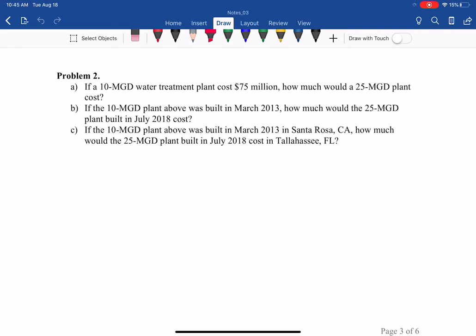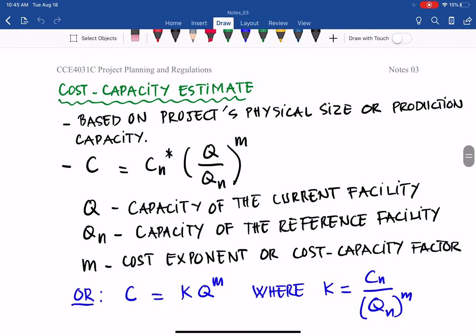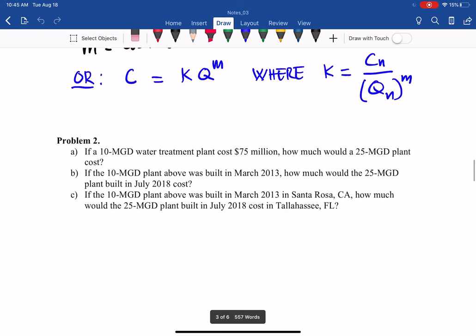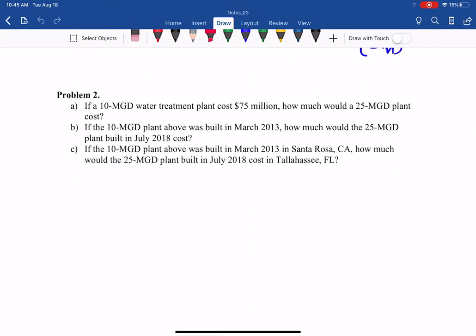Let's apply the cost capacity estimate method to problem 2. For those of you who saw the previous video, we talked about the cost capacity estimate with the equation and its different parameters, and we defined those parameters there. Now for problem 2, there are 3 scenarios. The first one is: if a 10 million gallon water treatment plant costs $75 million, how much would a 25 million gallon plant cost?